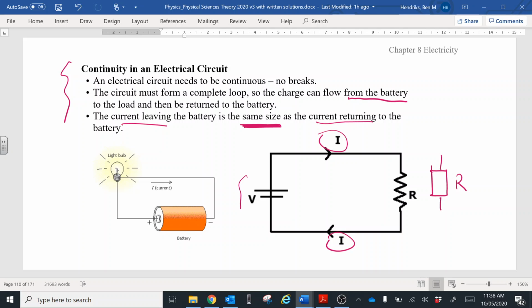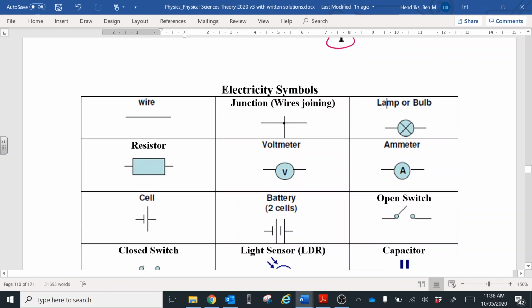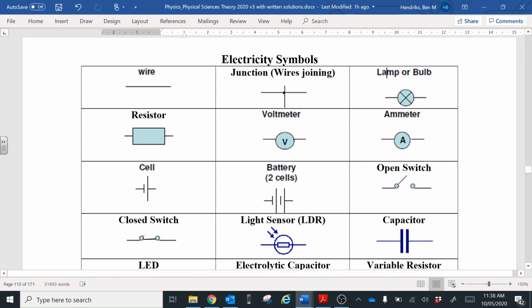We'll look at the mathematical equation, which is Ohm's law, a bit later. So next I just have a selection of electricity symbols. You don't have to remember them off by heart really. We will be looking more at voltmeters and ammeters a bit later.